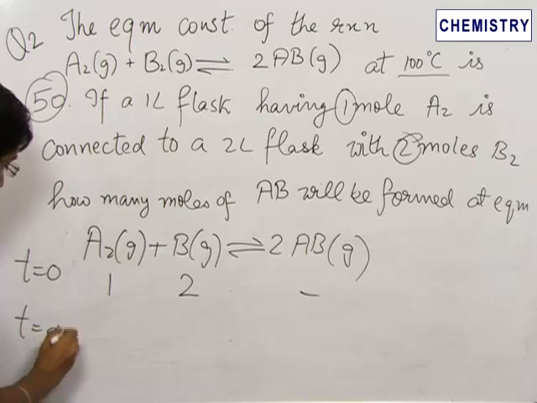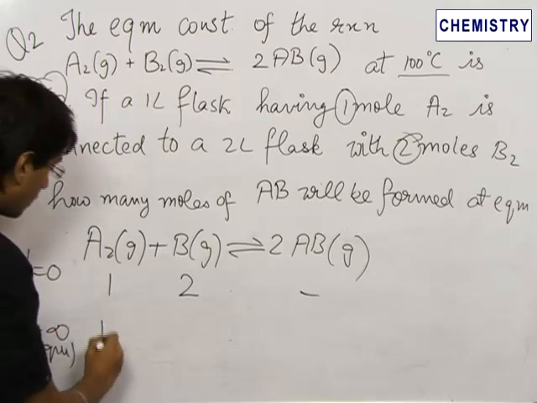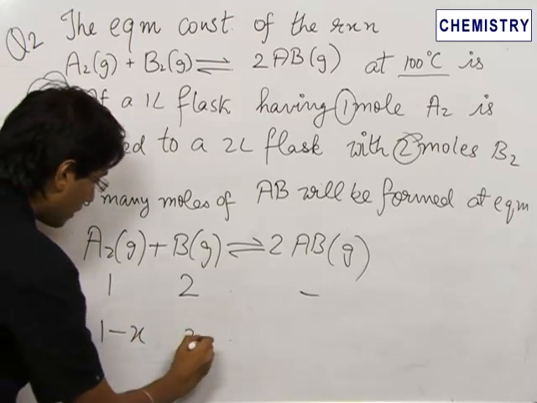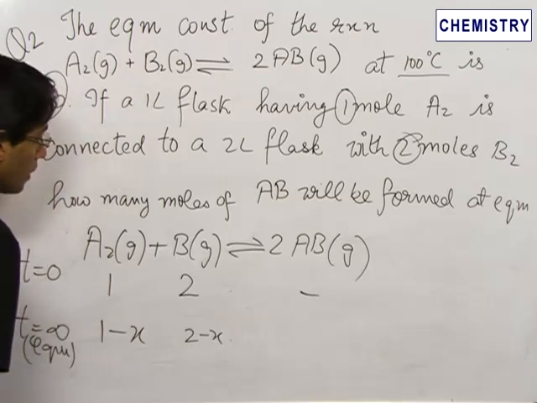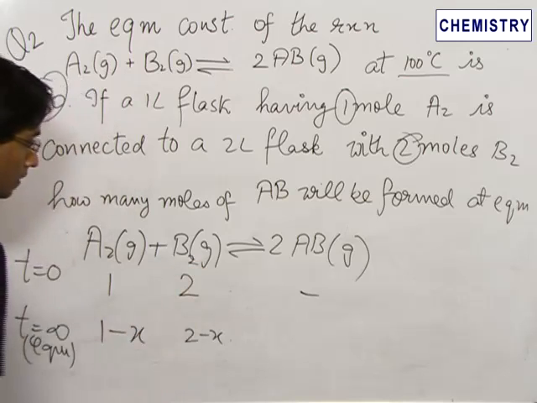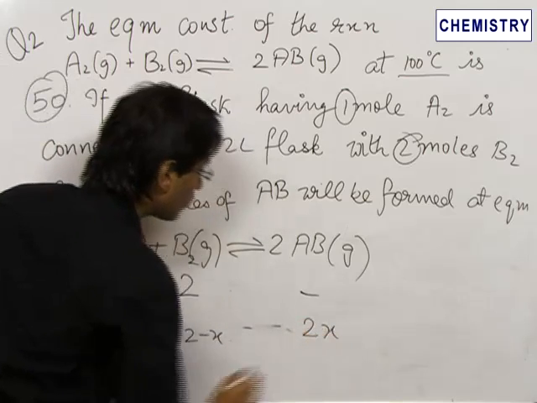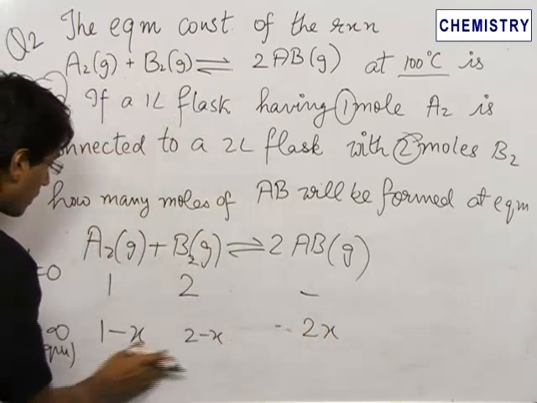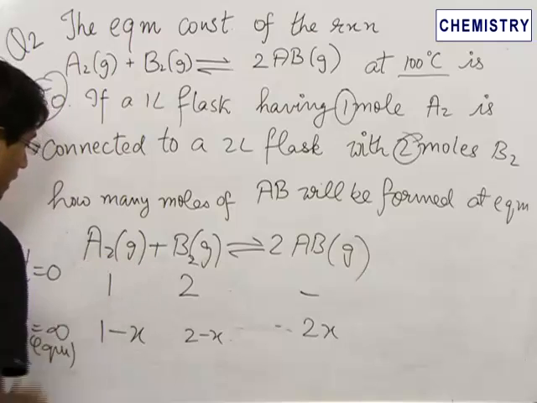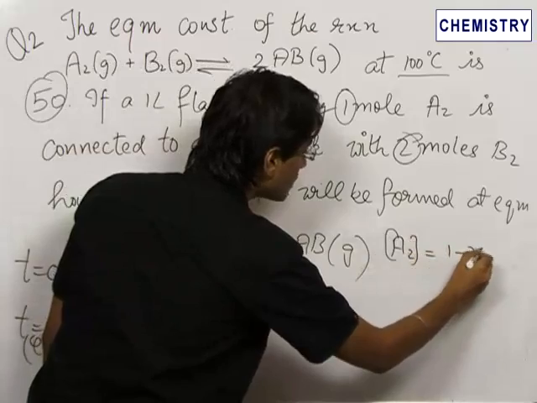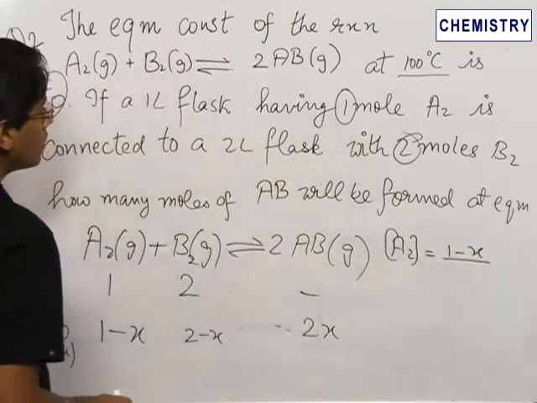At T is equal to infinity, that is when the equilibrium is reached, let X moles of A2 have consumed, X moles of B2 will also get consumed to give 2X moles of AB. Equilibrium concentration for A2 will be 1 minus X upon the total volume.